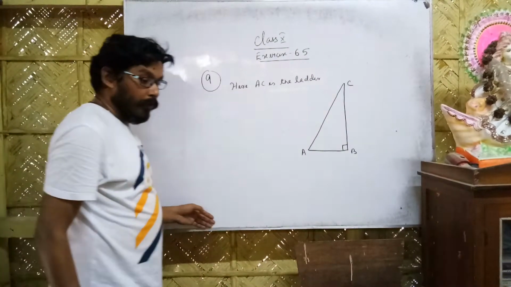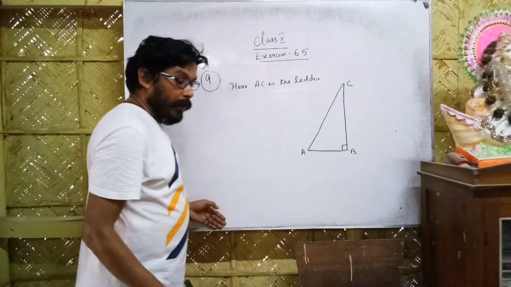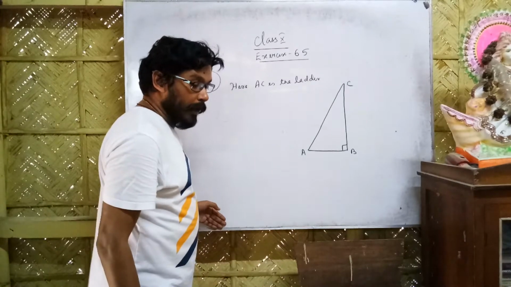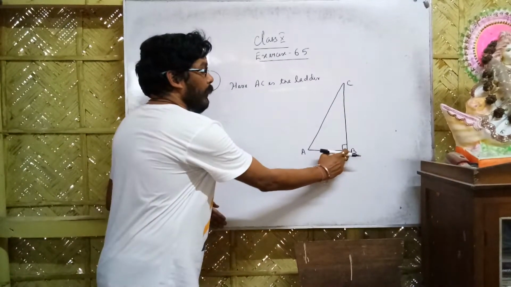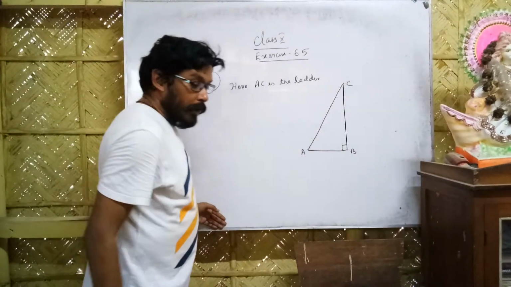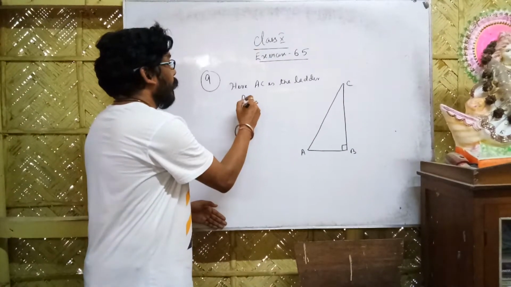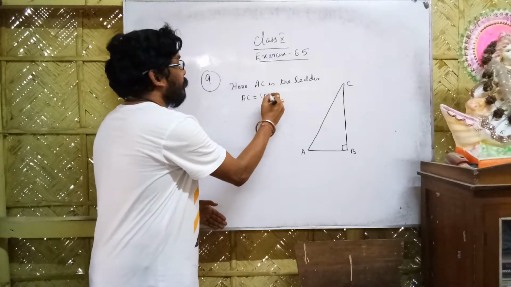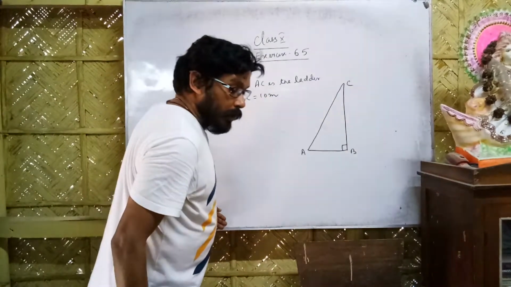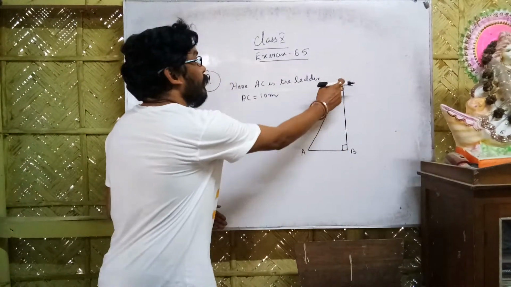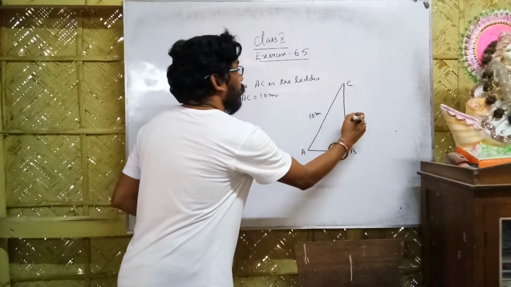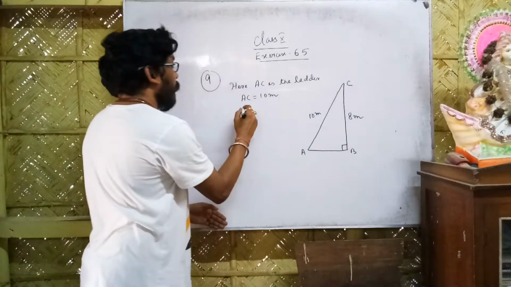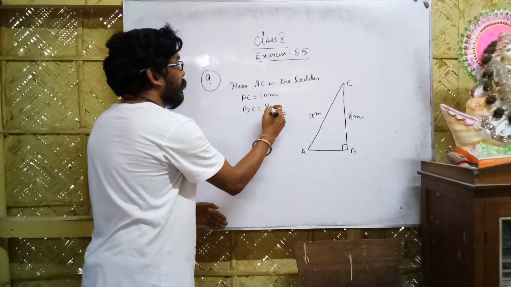ठीक है. So what you have to find here? Find the distance of the foot of the ladder from the base of the wall. So this is the foot of the ladder and this is the base of the wall. To find out this. Here AC length given how much? Ladder length is 10 meter. What is the height of the window from the ground? It is 8. This is 10 meter. This one is 8 meter. BC equal to 8 meter.